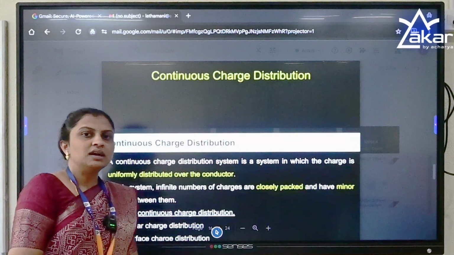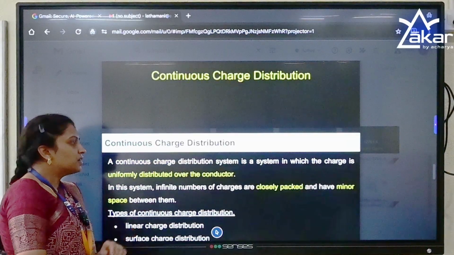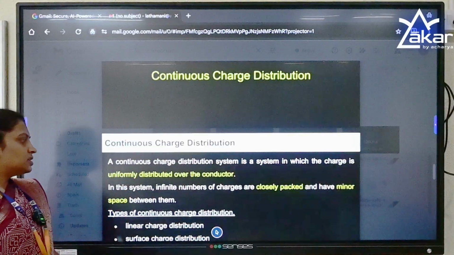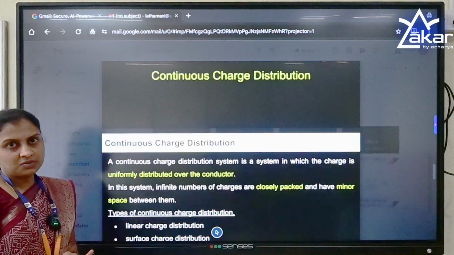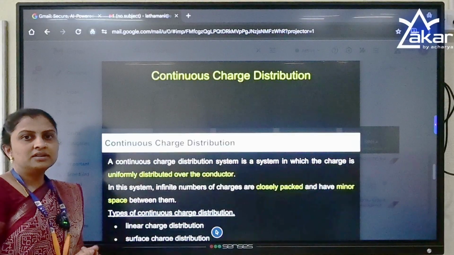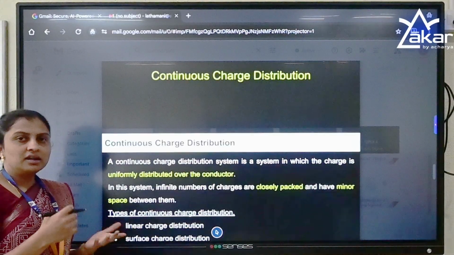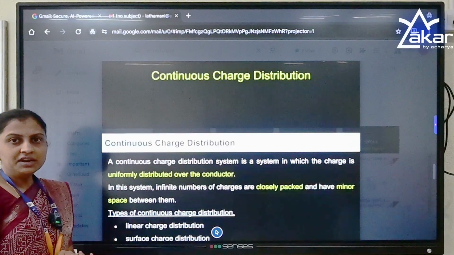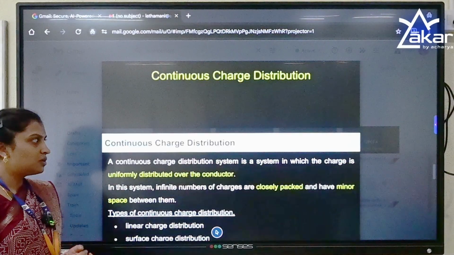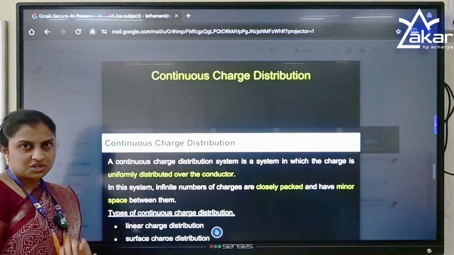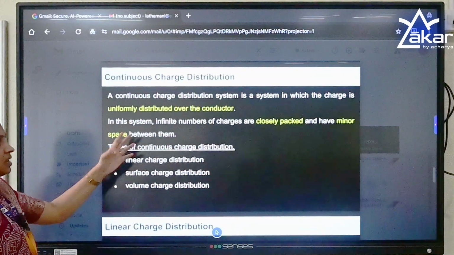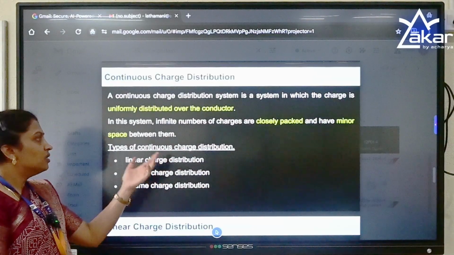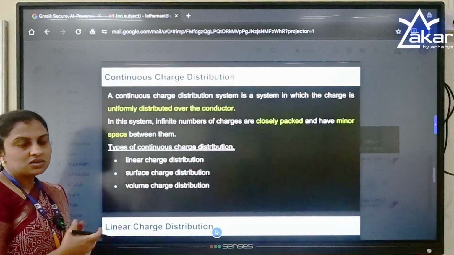The next topic is continuous charge distribution. What is the definition of continuous charge distribution? You can take any system in which the charge is uniformly distributed throughout the system, for example a straight wire, a charge sheet or a sphere. The charges can be continuously distributed through the system. That is called uniformly charged, continuous charge distribution. In this space, an infinite number of charges can be distributed, closely packed, with very little space between them, because this is a solid.